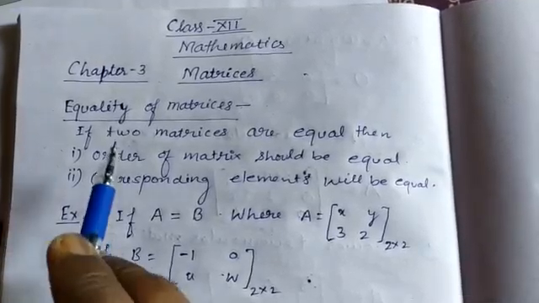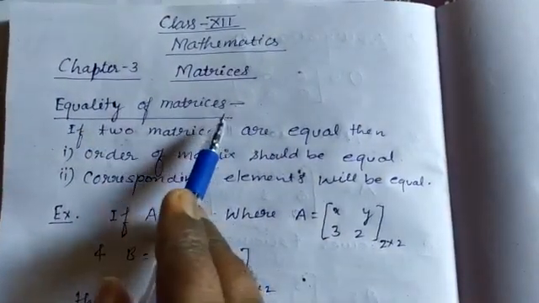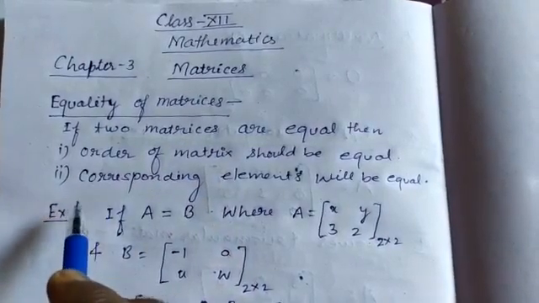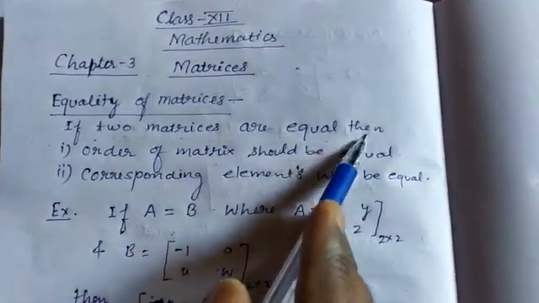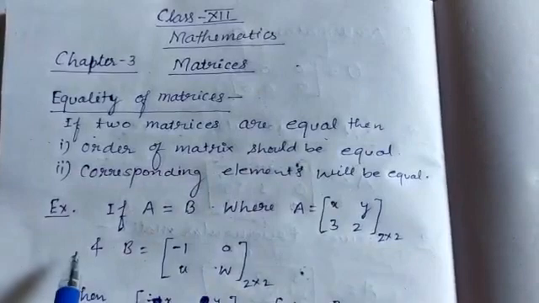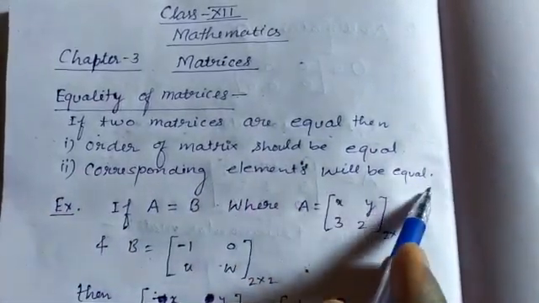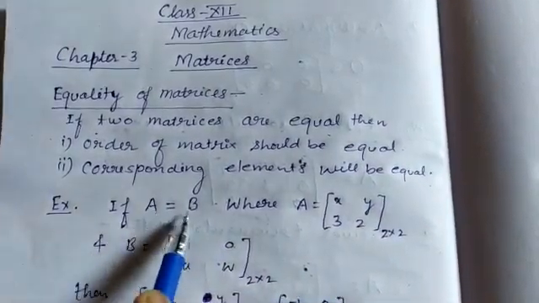The next topic of matrices will be equality of matrices. What is the condition for the equality of two matrices? If two matrices are equal, then first, the order of the matrices should be equal, and second, the corresponding elements will be equal. We have one example. Let A is equal to B.